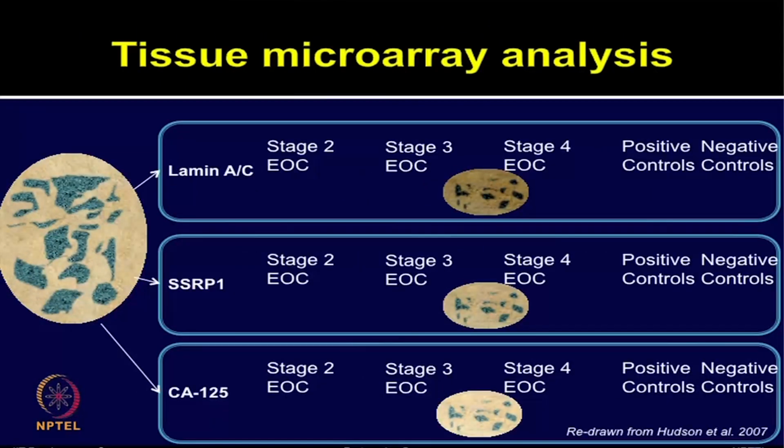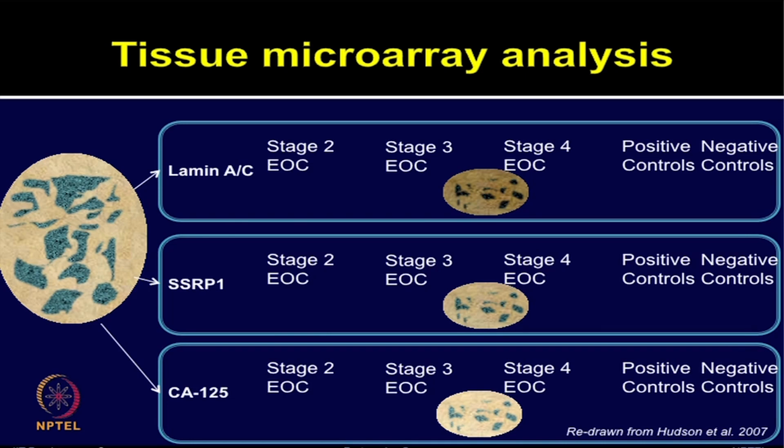Now, further to the immunoblot assays, authors also used tissue microarray based analysis. So, the tissue microarray analysis of different stages of ovarian cancer was performed. These microarrays containing representative tissues from various stages of ovarian cancer, such as stage 2, 3 and 4 tumors, were probed for lamin A or C, SSRP1 and cancer antigen CA125.